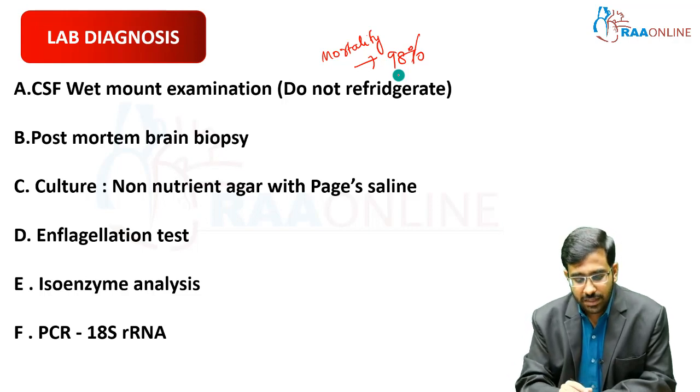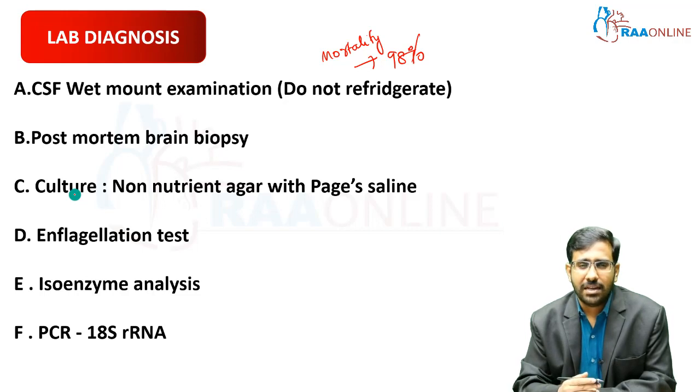And now we are moving into the culture. Again, it is a parasite, so this particular parasite can be cultured. We use something called non-nutrient agar, which contains page saline. The particular parasite grows well in this culture medium. And we do something called the enflagellation test.